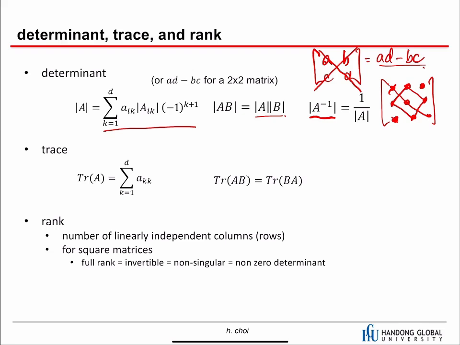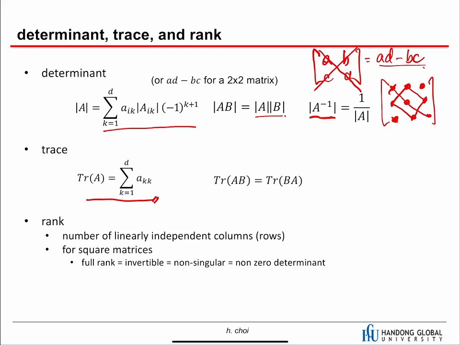And the next one, trace. Trace is simple. Just add all the diagonal elements. The trace of A times B is actually the trace of B times A. Basically, they are the same thing. If you're really curious, you can try it.